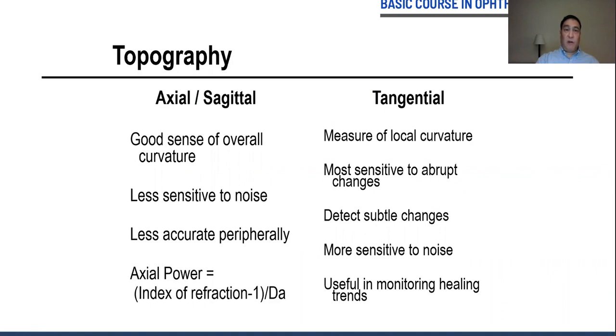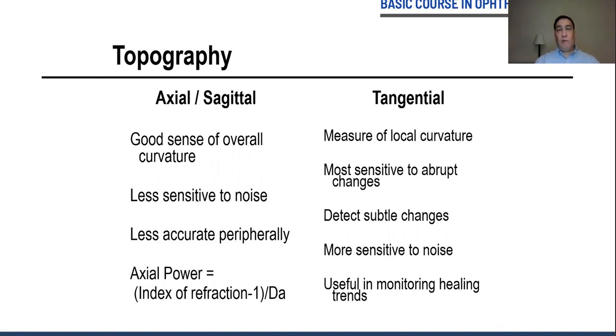Axial or sagittal will give you an overall sense of curvature. It's less sensitive to noise. It's less accurate peripherally. A tangential map measures local curvature. It's most sensitive to abrupt changes in the cornea. It can detect subtle changes, it's more sensitive to noise, and it's more useful in following healing trends. So you need to know when to request each of these maps.